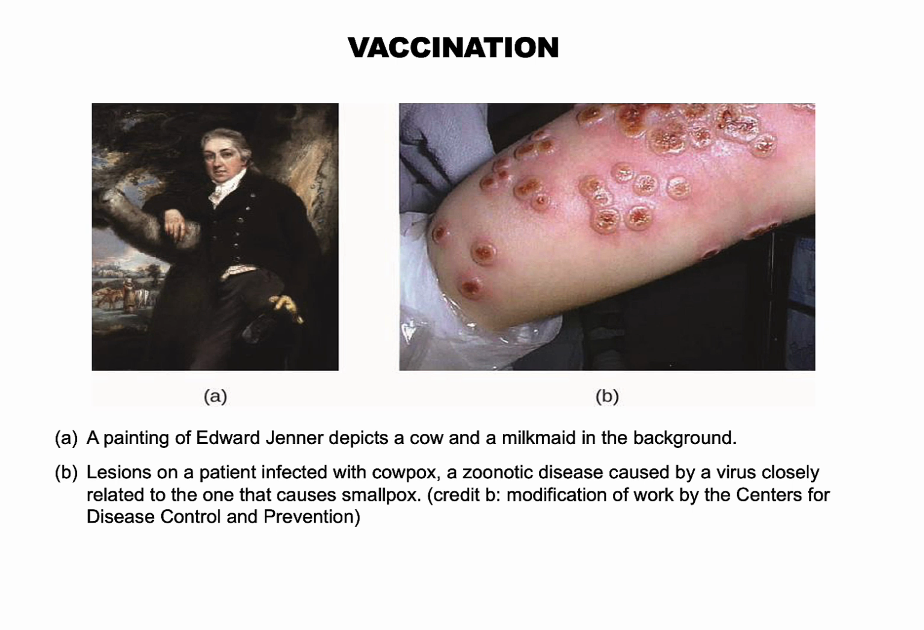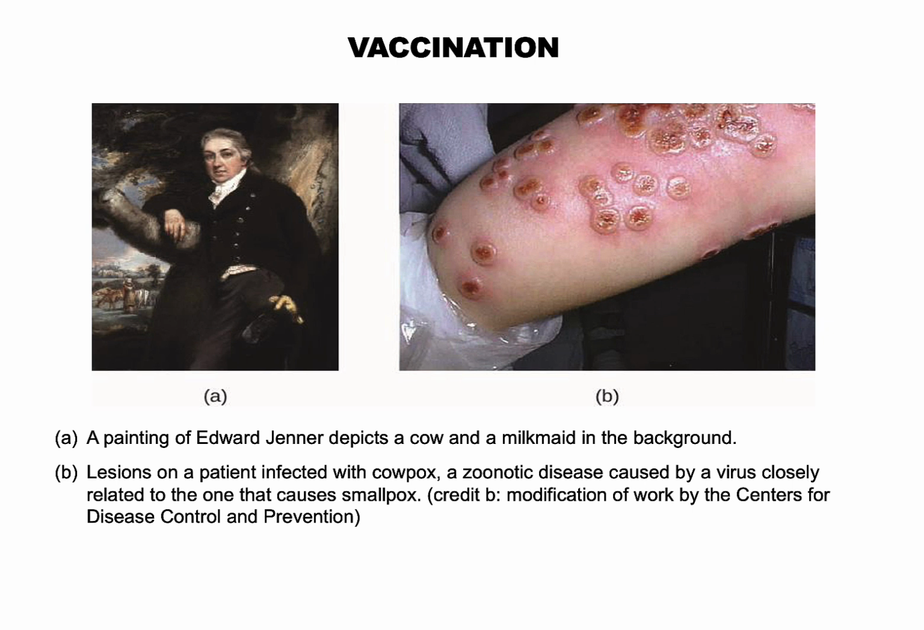The boy exhibited mild symptoms, including low-grade fever and discomfort, but notably did not develop smallpox when later exposed to the virus. This led to the term vaccination, derived from the Latin word for cow, vacca, highlighting the use of cowpox in the prevention of smallpox.